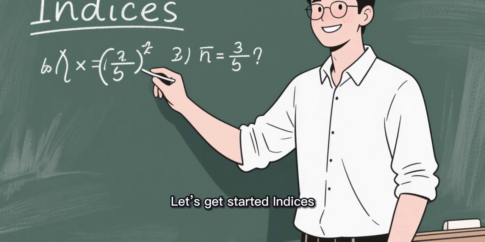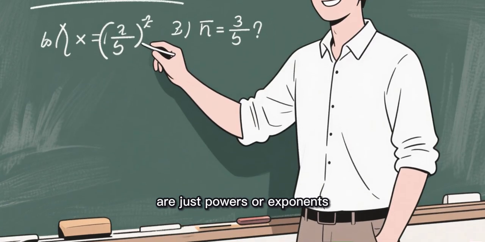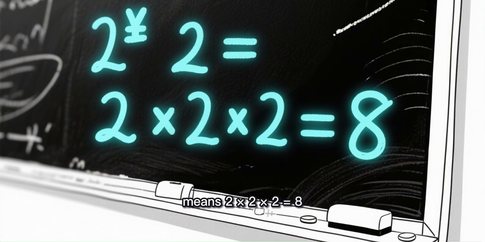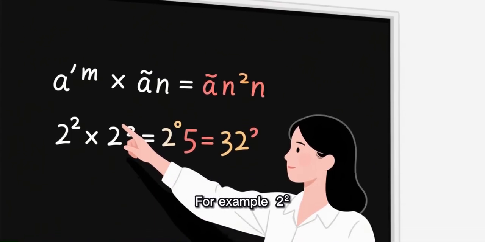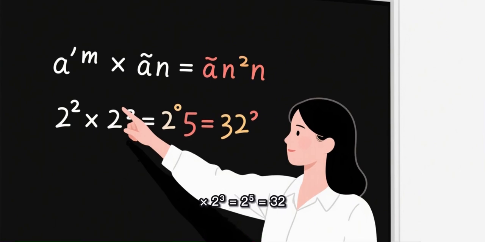Let's get started. Indices are just powers or exponents. For example, 2^3 means 2 times 2 times 2 equals 8. First law: a^m times a^n equals a^(m+n). For example, 2^2 times 2^3 equals 2^5, which is 32.